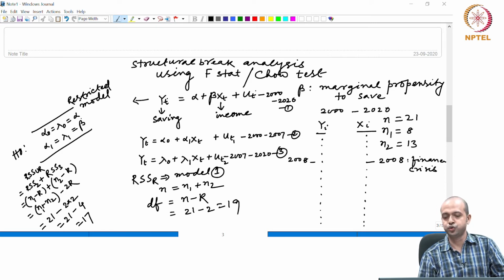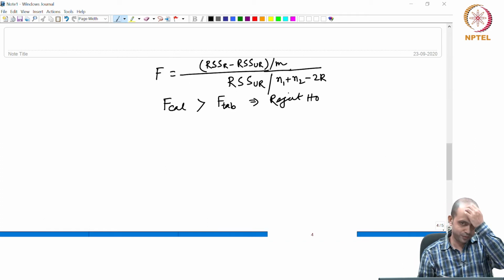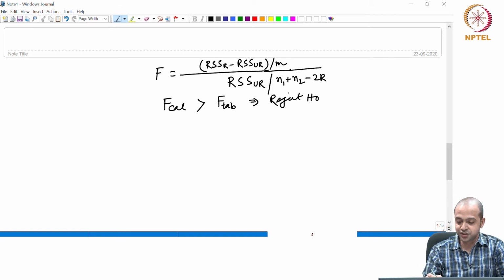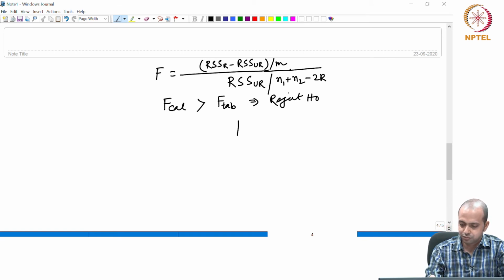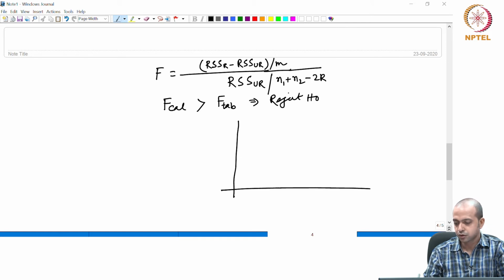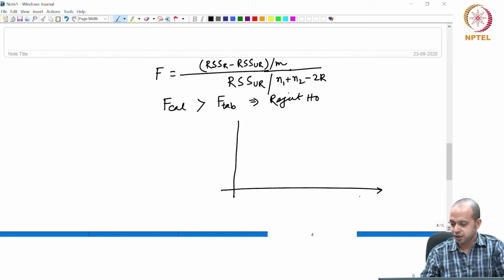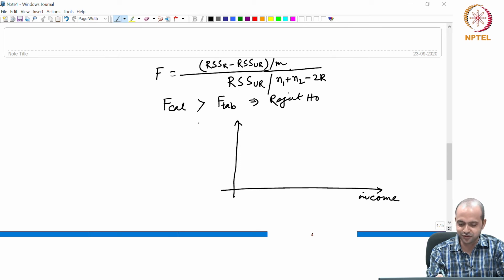or both, right. So if you try to understand using a simple diagram, let us say in the x axis I am measuring income and in the y axis we are measuring saving.